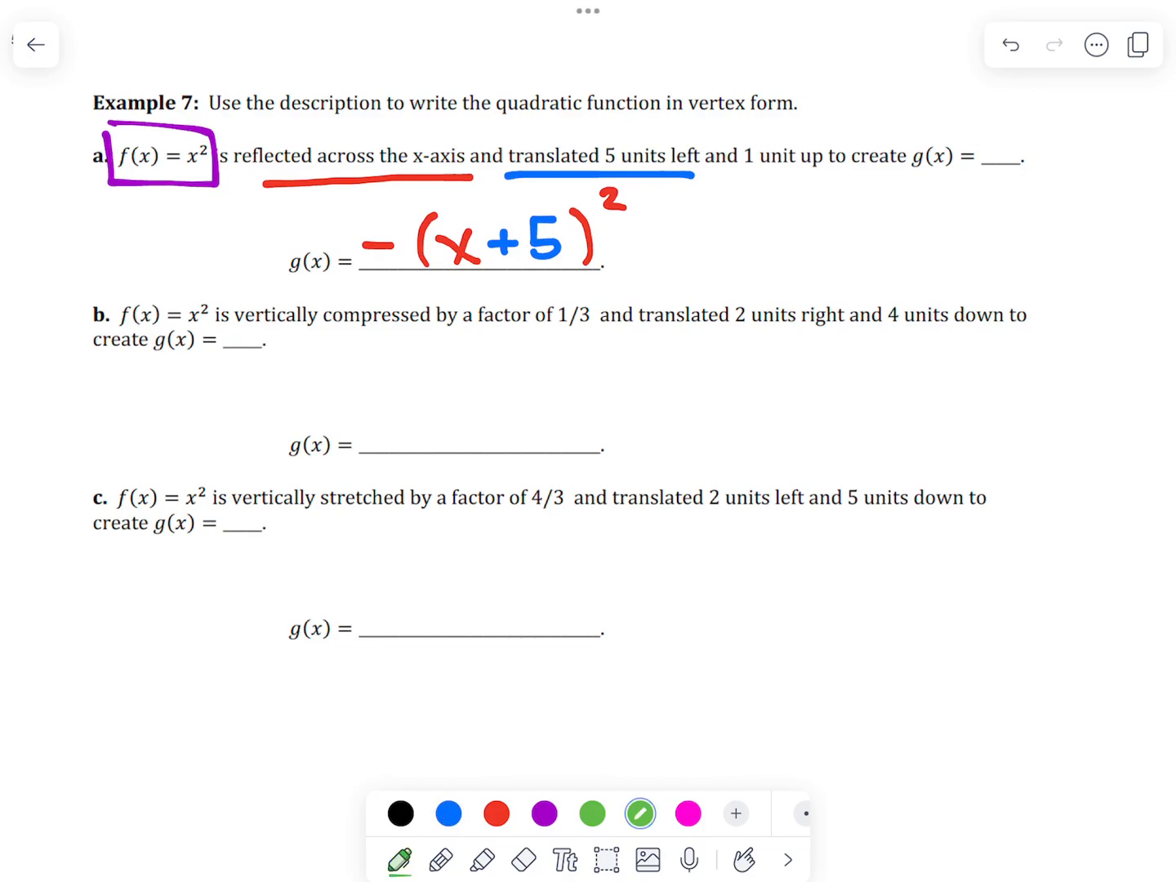Then we have movement up 1 unit. Anything that's up or down is outside the function. So that'd be plus 1. So that's what the g of x function looks like.